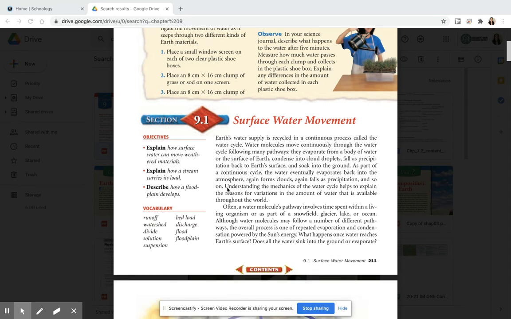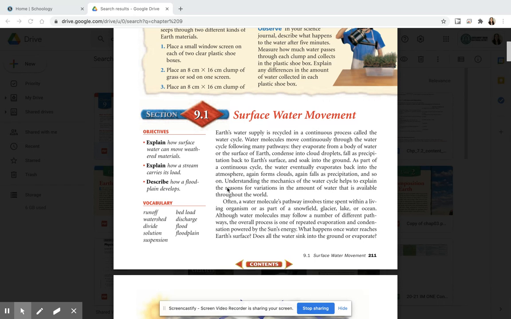They evaporate from a body of water or the surface of Earth, condense into cloud droplets, fall as precipitation back to Earth's surface, and soak into the ground. As part of a continuous cycle, the water eventually evaporates back into the atmosphere, again forms clouds, again falls as precipitation, and so on.